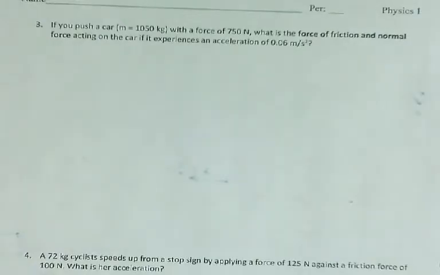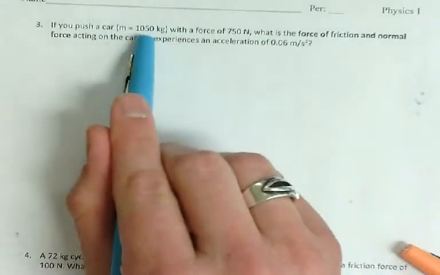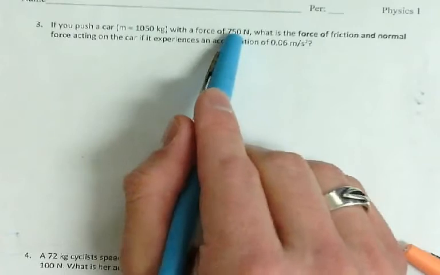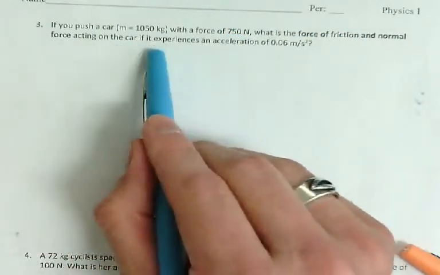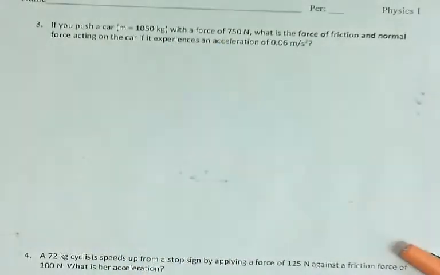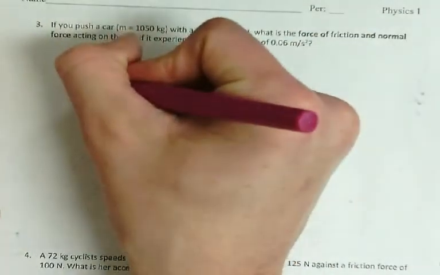If you push a car with 1,050 kilograms with a force of 750 newtons, what is the friction force and normal force acting on the car if it experiences an acceleration of 0.06? So, same steps as before. Step 1, draw the object. Here's my car.